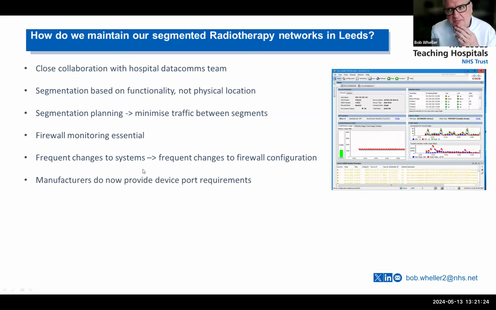The manufacturers are much better nowadays. When we first set this up, the manufacturers were not very willing, and I'm not sure they always knew what network ports, what network traffic was flowing in and out of their devices. But these days we're finding that they're much better, and they can provide lists of all of the communication that's taking place, what the sources should be, what the destinations should be, what ports we should be opening for that.